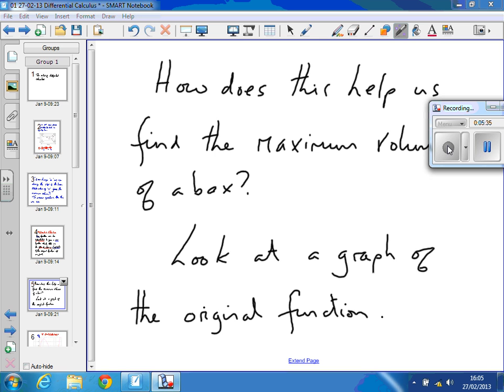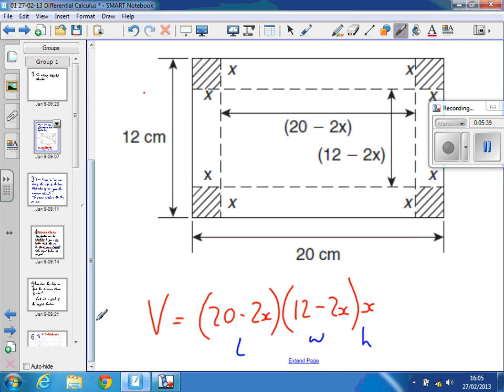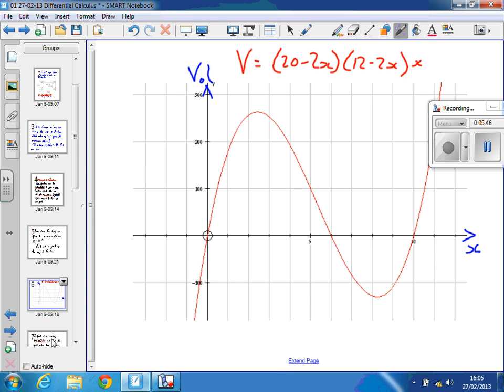Okay. So what I've done is, this function that we came up with here, for the volume of the box, I've plotted in Autograph. There it is, look. So you've got it exactly as I'd written it, Elliot. Okay. The volume of the box.